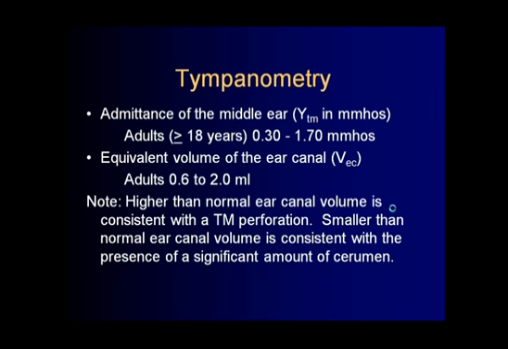If we saw lower than normal volume for the ear canal, that could mean that there's some foreign substance or some debris inside the ear canal, such as impacted cerumen. Note, the higher than normal ear canal volume is consistent with a TM perforation. Smaller than normal ear canal volume is consistent with the presence of a significant amount of cerumen or other object inside the TM.